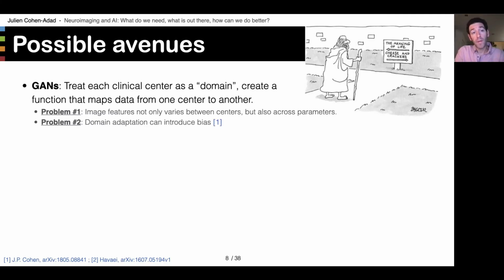Another problem, more sneaky, is that domain adaptation can introduce bias, and you can find more details on the work by Joseph Paul Cohen.